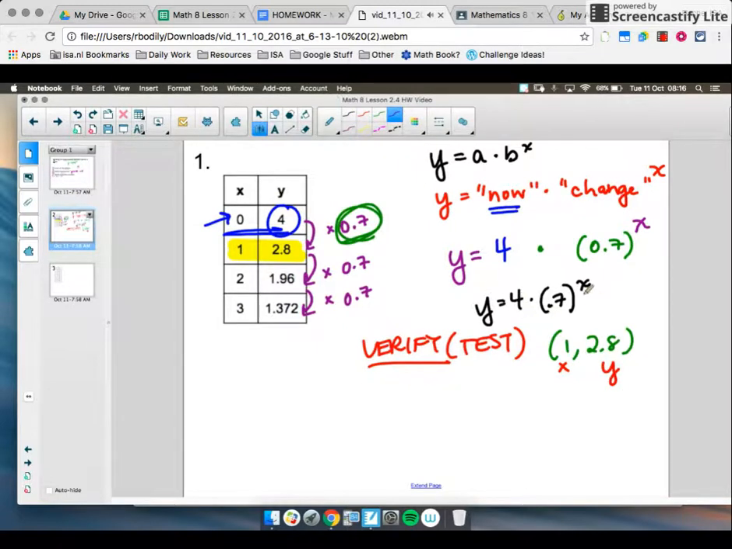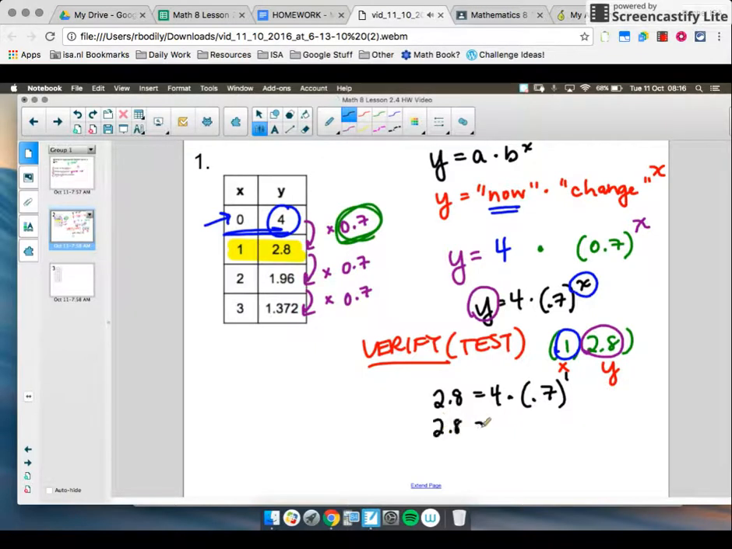So all I'm going to do is, instead of writing x here, I'm going to write 1. And instead of writing y here, I will write 2.8. So I'm just going to substitute these values in and test to make sure my general rule works. Here's what it looks like. y is just 2.8, and x is just 1.